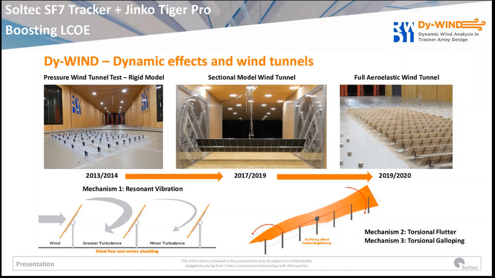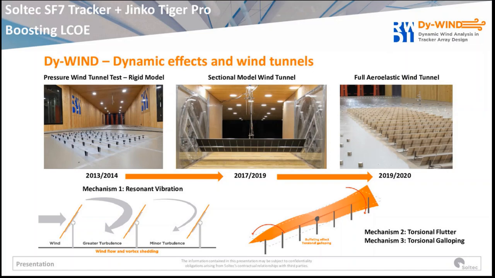Well, in order to identify and try to control these mechanisms, what a tracker manufacturer has to do, and we did it, is perform the necessary wind tunnel tests. If we go to the pictures in the top part of the slide, we are going through a timeline, starting on the left, where we performed the first rigid model pressure wind tunnel test in 2013. With this pressure wind tunnel test, we get the pressure load on the structure. It is a rigid model, the tracker doesn't move, and we have an approximation of the dynamic amplification factors. We get some information about dynamics, but it is just an approximation.